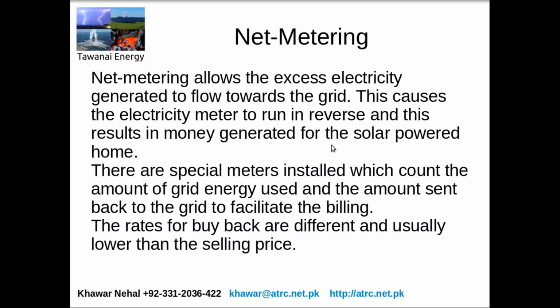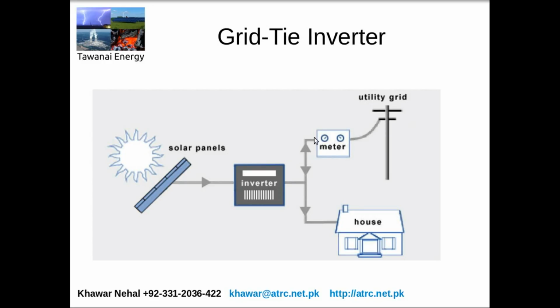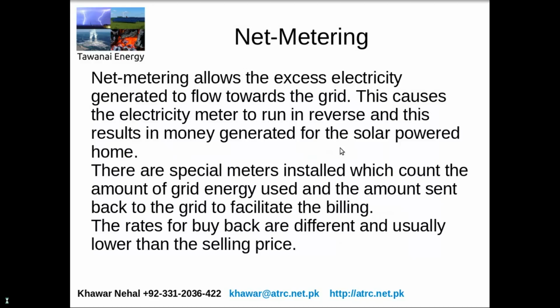Net metering is a method where the buying price and the selling price is different. You've got these special meters which are installed, and like here in net metering, you would have this meter. It would measure how much of the electricity was used in this direction, and it will be billed accordingly, and the amount of electricity going back towards the grid will be counted separately, and it will be billed at something called a buyback price. The buyback price is usually less than the selling price.